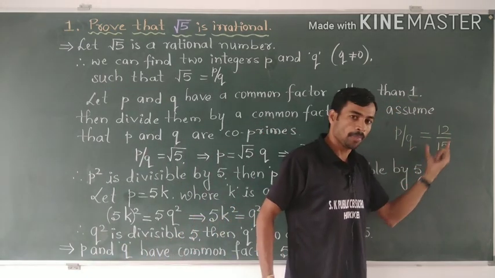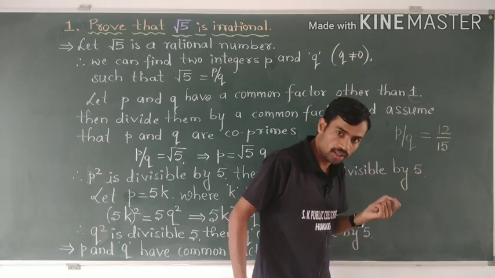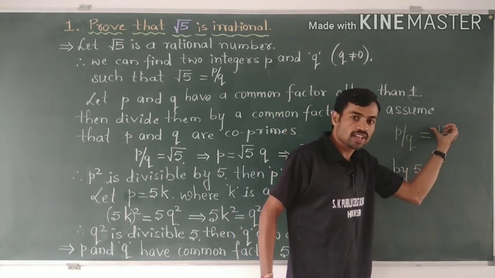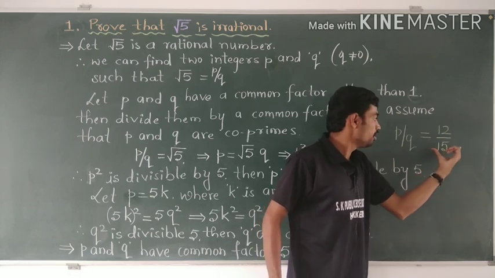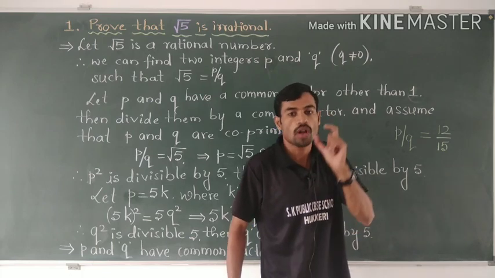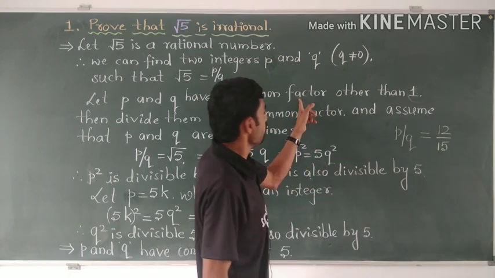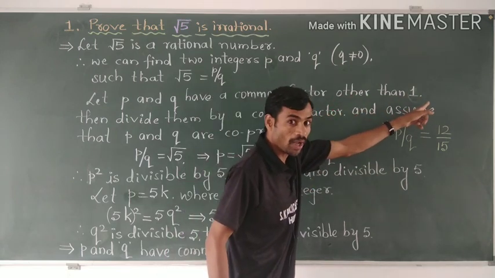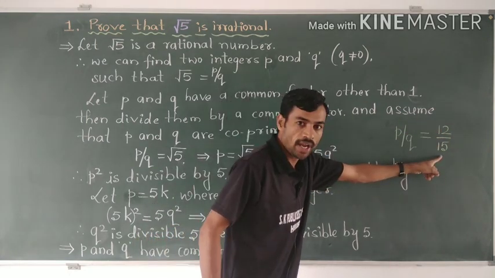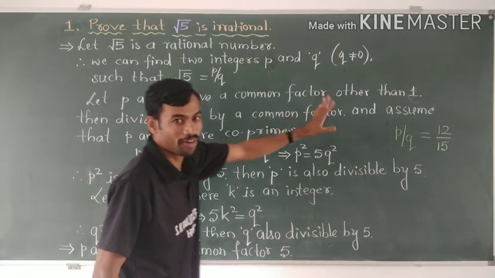Let us see this example. 12 by 15, is there any common factor other than 1? Yes. Which is that common factor? 12 is also in the 3 table, 15 is also in the 3 table. It means 3 is one of the factors other than 1. 3 is a common factor both p and q are having. Then divide them by the common factor.